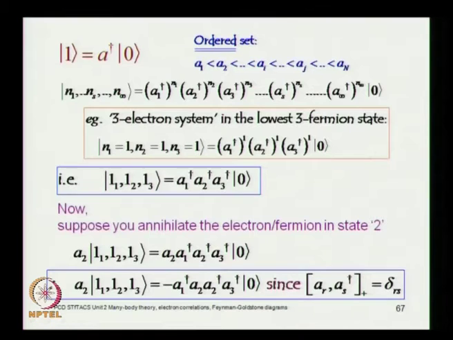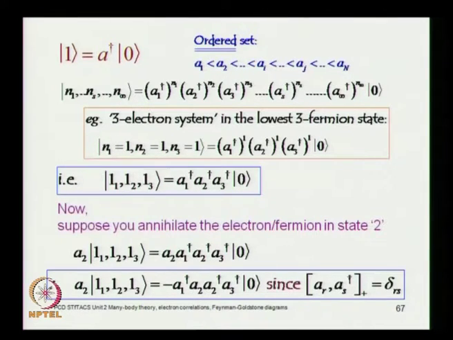So, now A2 is certainly different from A1 because the labels 2 and 1 are different, and therefore A2 A1 dagger will be equal to minus A1 dagger A2, because this anti-commutator is equal to delta RS. Since R is not equal to S in this case, this is equal to 0, and A2 A1 dagger will be equal to minus A1 dagger A2.